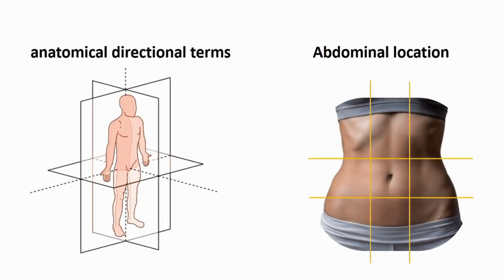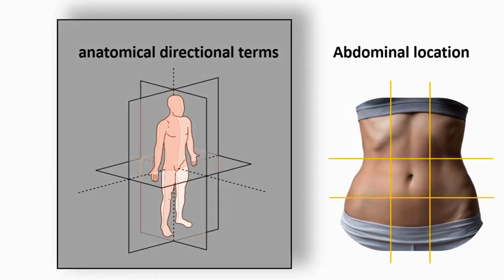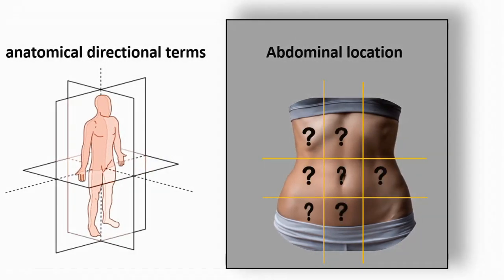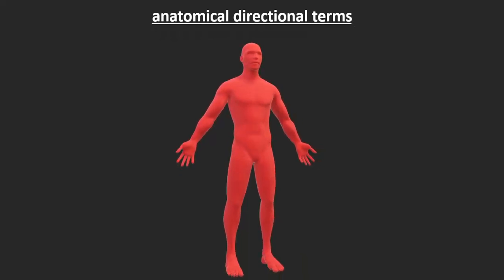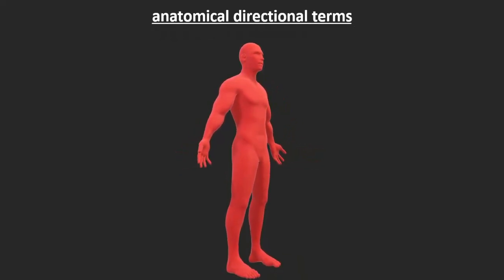In this video, we are going to talk about two important things: the anatomical directional terms and the anatomical location of the abdomen. Let's jump right in with the anatomical directional terms. For that, we need a standard anatomical position, which is this one.